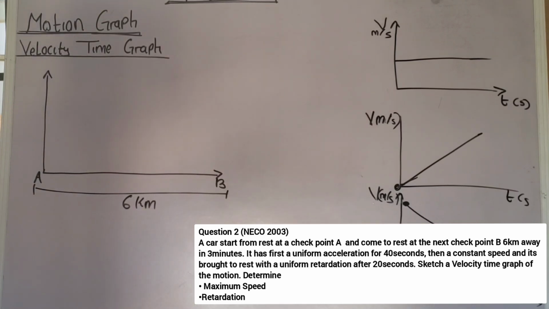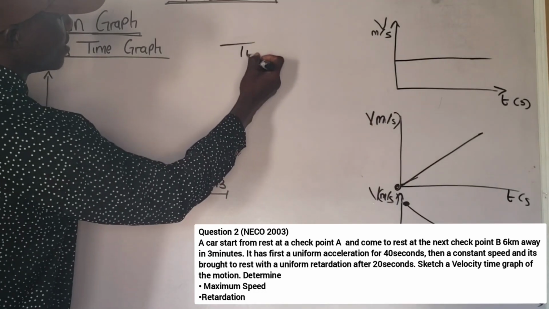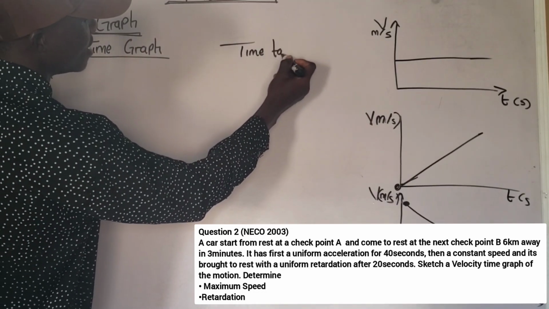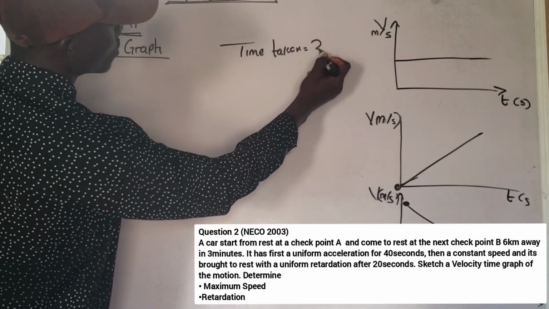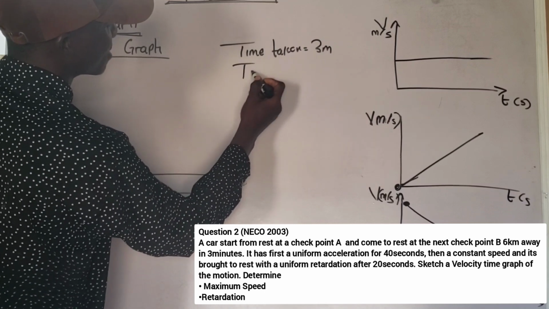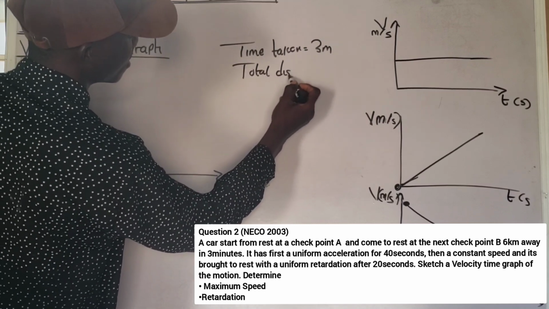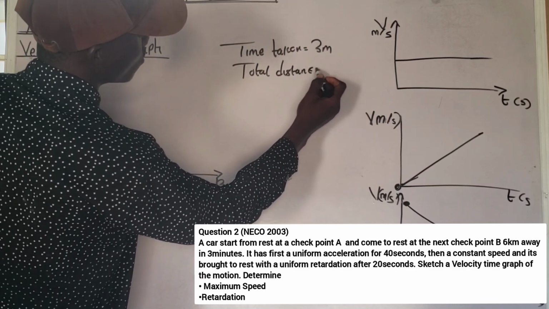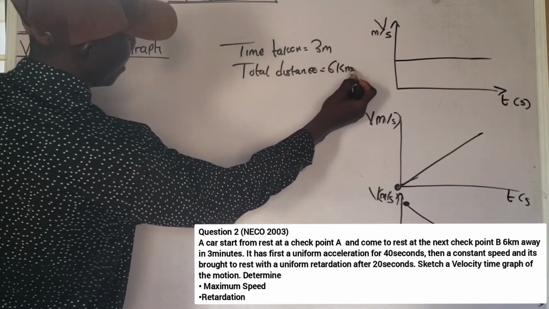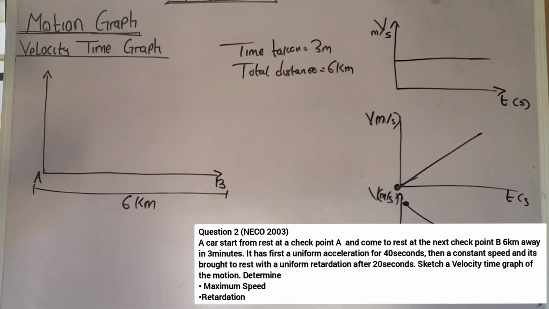Now, in 3 minutes, the total distance that the car travels is 6 kilometers. The total time taken to travel the distance is 3 minutes. So let me just put it here. Time taken is equal to 3 minutes. Total distance is equal to 6 kilometers. Now, let us proceed. It has first a uniform acceleration for 40 seconds.